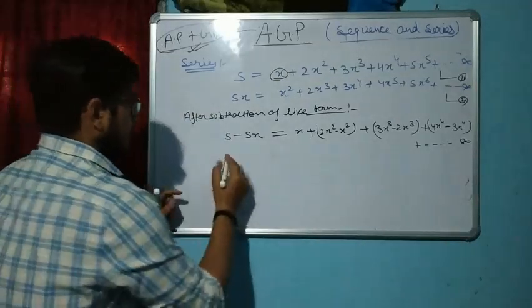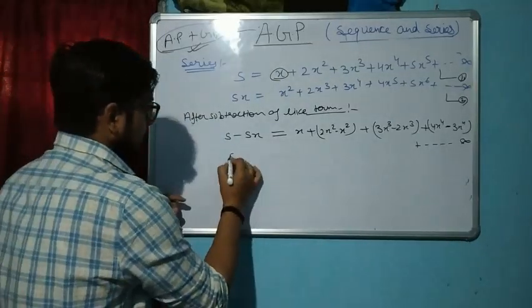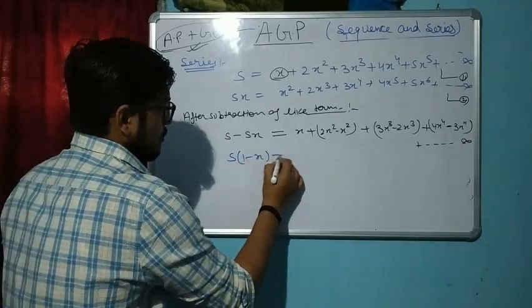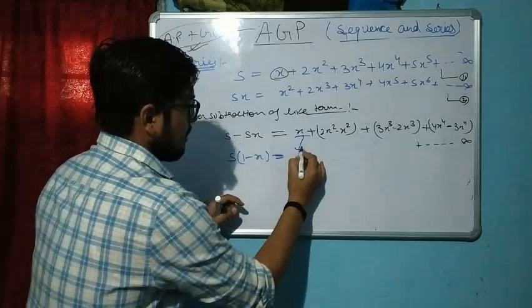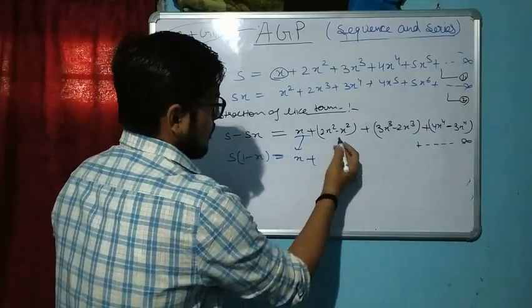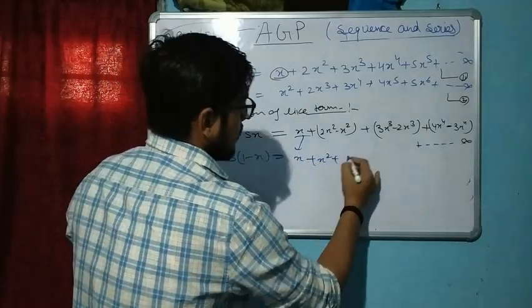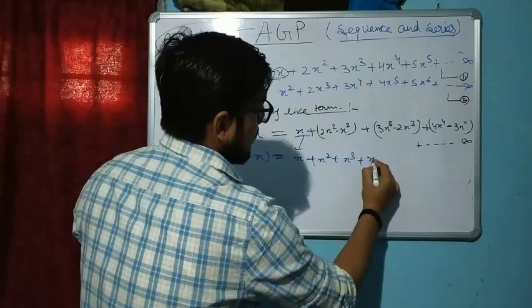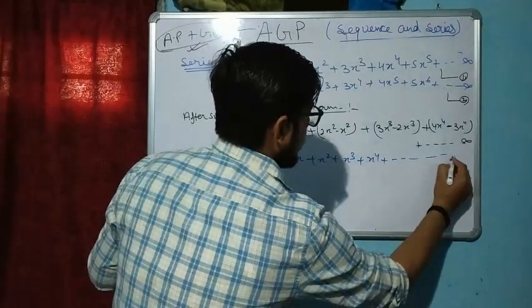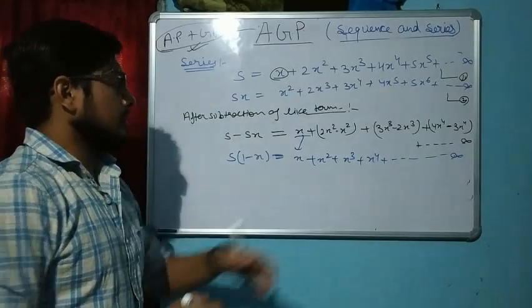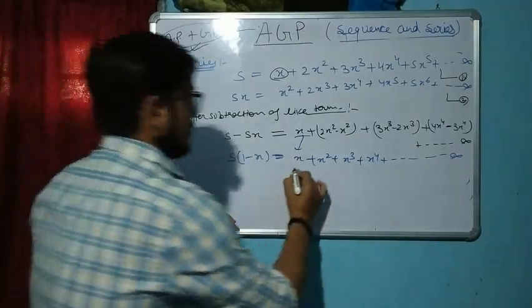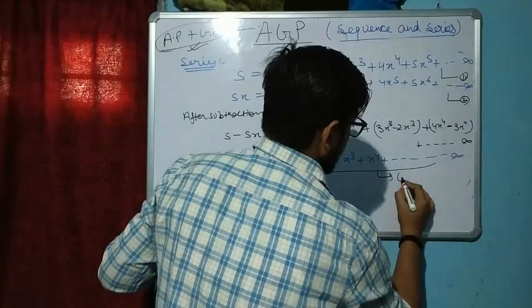Now if you look at this series carefully, you will get a geometric progression. How? The first term we have is x. The second term will be x square, the third term will be x cube, then x raised to power 4, and so on it will continue up to infinity. If you carefully look at this series, it is nothing but a geometric progression.